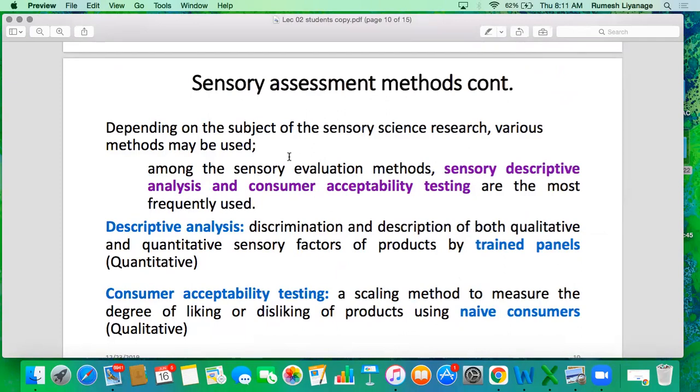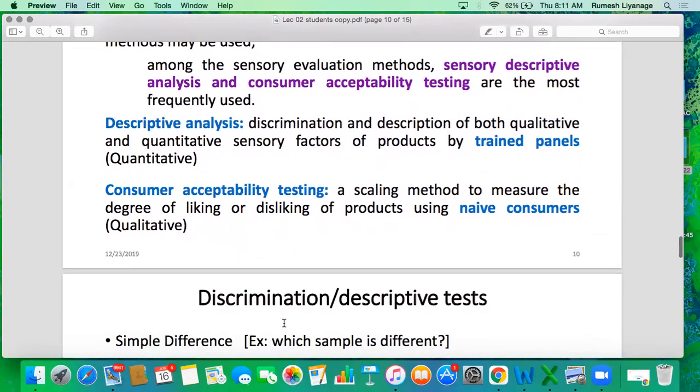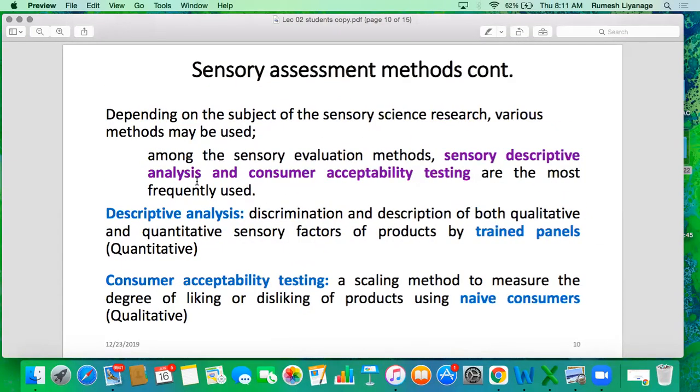And there are two important methods to conduct sensory assessments. We call them descriptive analysis and consumer acceptability test. Right? Depending on the subject of the sensory science research, various methods are being used. Sensory descriptive and consumer acceptability testing are the most frequently used methods. Descriptive means description should be there. Discrimination and description of both qualitative and quantitative sensory factors of products by trained panels. So we have to use trained panels for descriptive analysis.